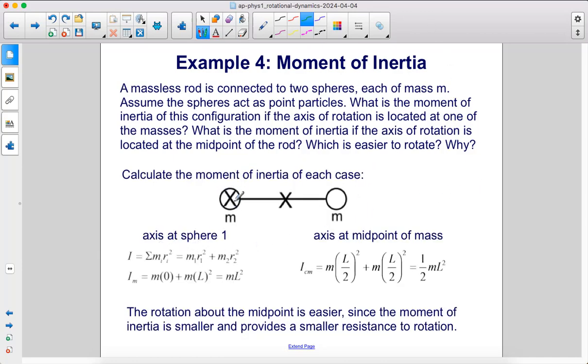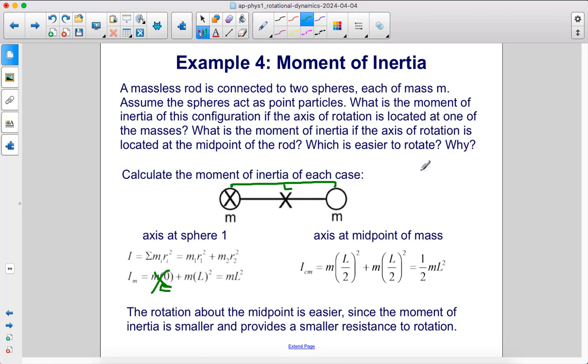Alright, so if we make our axis at one of the spheres, then we have one mass at a distance of 0 from the axis of rotation, so this mass doesn't contribute at all towards the moment of inertia. We have the other mass at a distance of L, if we assume the length of the entire rod is L. Therefore, the total moment of inertia is ml squared. Here, however, in the middle, we have one mass at L over 2 and another mass at L over 2. When you simplify this, you get 1/2 ml squared, which is half of the moment of inertia as when you had it at the end point. The rotation about the midpoint is easier since the moment of inertia is smaller and provides a smaller resistance to rotation.